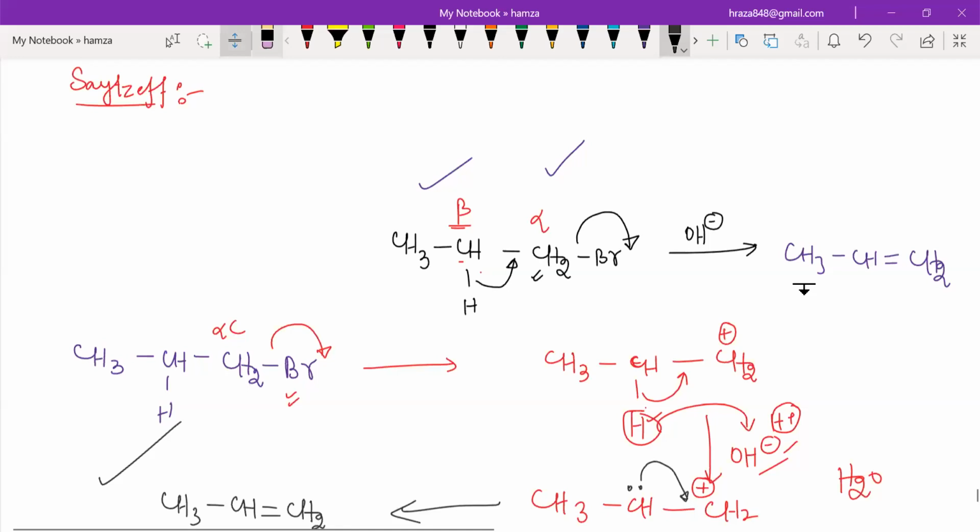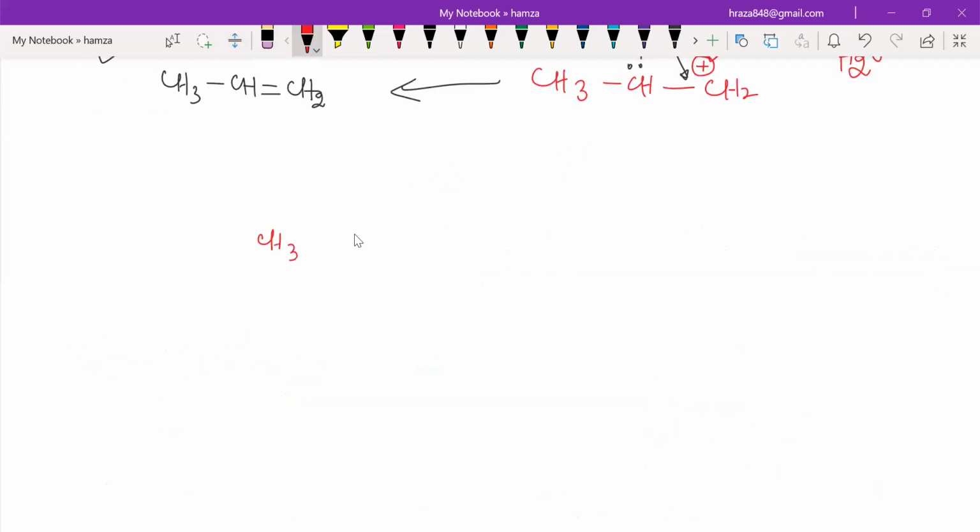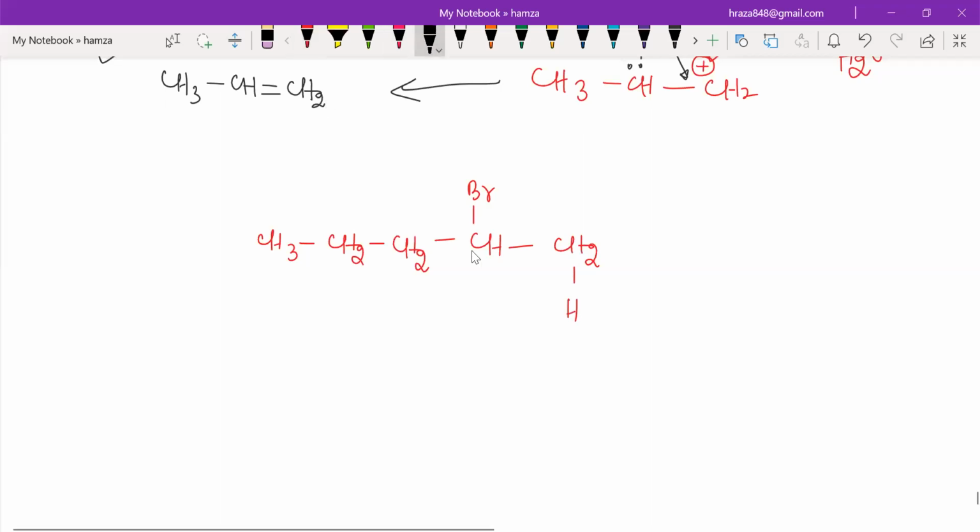Now I'm going to take another example that we have already explained. You can see what we had, CH3, CH2, CH2, then CH, Br, and then CH2 and H. Now you can see that this is the alpha carbon, so this is a beta carbon and this is also a beta carbon. Yes or no? And we have beta hydrogen. Yes or no? Please tell me.